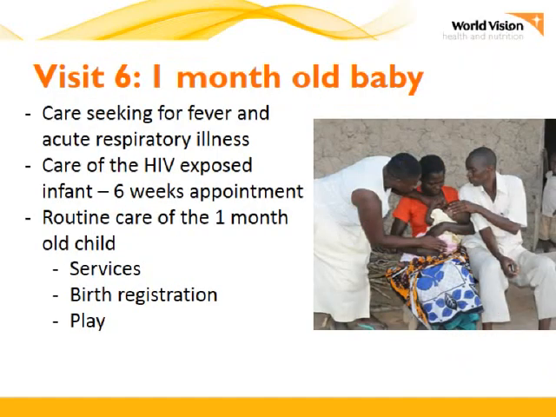So visit 6 happens for the 1-month-old baby, and this is focusing on looking forward towards the next few months and identifying those danger signs that present in children from 1 month of age onwards. So our focus here is going to be on care seeking for fever and acute respiratory illness, which are the major killers of children from the age of 1 month to 59 months.